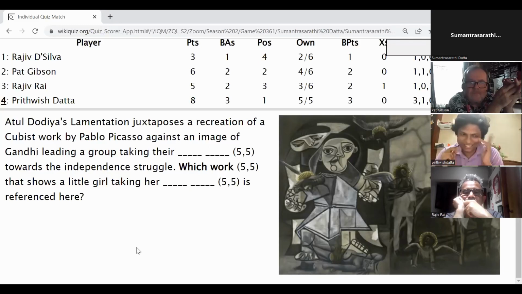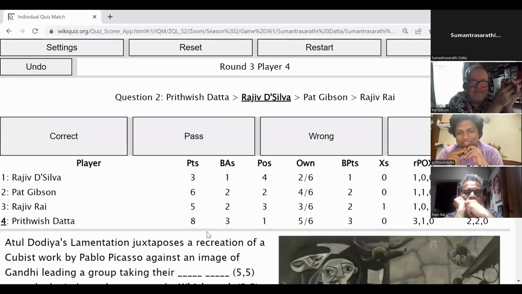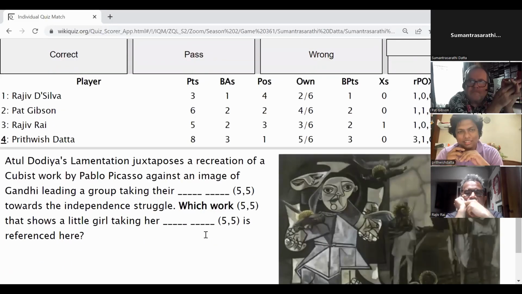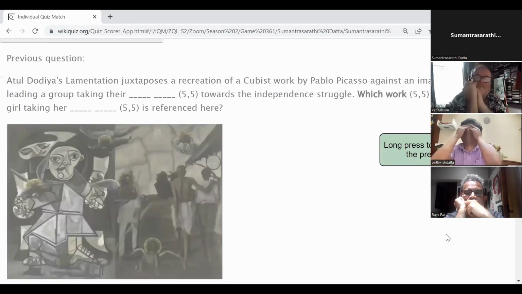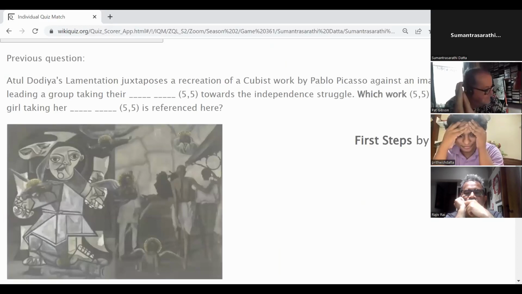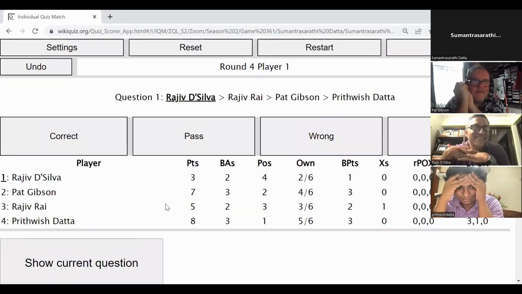I'll say small steps. Okay, passing to Rajiv De Silva. I'd say Dandi March was what I had guessed. Pat, first steps. First step is what was acceptable. First Step is by Pablo Picasso. Yeah, organizing list there by Prithwish, and yeah, that's his 100% record on all ones.